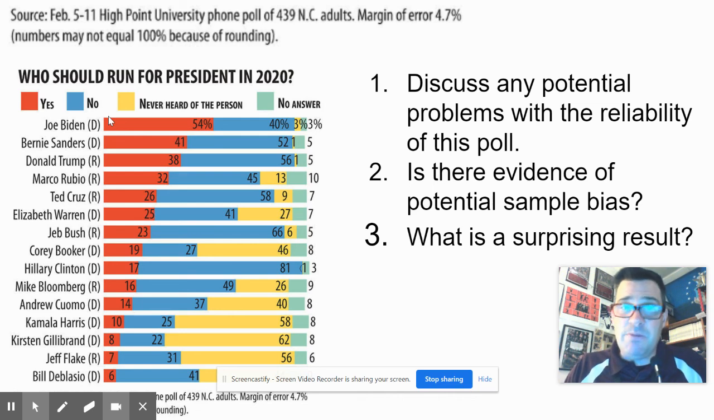But the big thing you should pick up on is that the margin of error is high and that it's only adults. And the fact that it's only in North Carolina, I mean, that tells us about North Carolina. It doesn't tell us a whole lot about the national poll. But it's probably fine in North Carolina. But the margin of error is still kind of terrible.